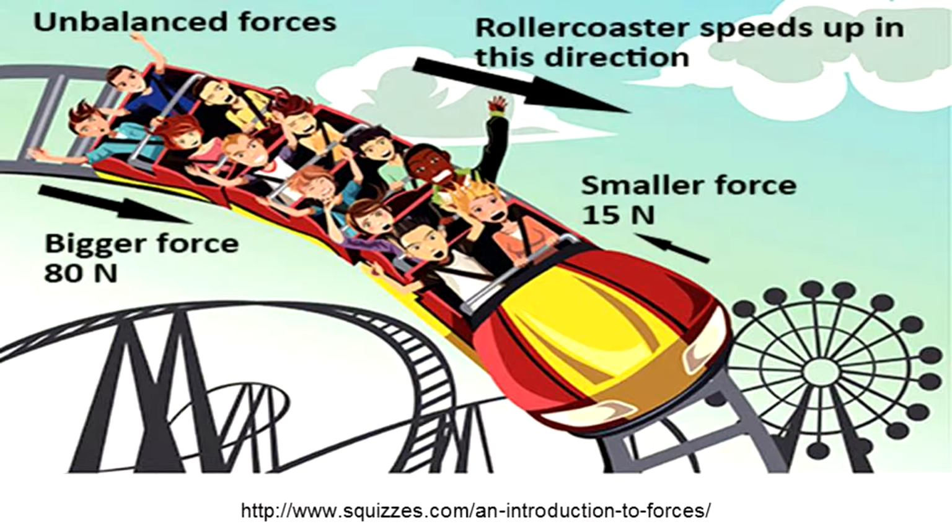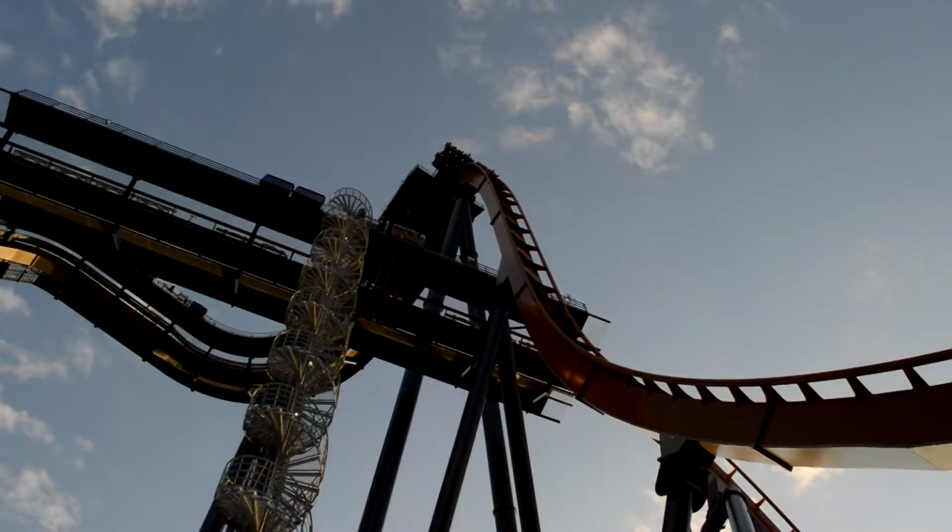Unbalanced forces always cause a change in motion. They can make objects begin to move, speed up, slow down, or change direction. Therefore, a roller coaster would never roll down the track without unbalanced forces.